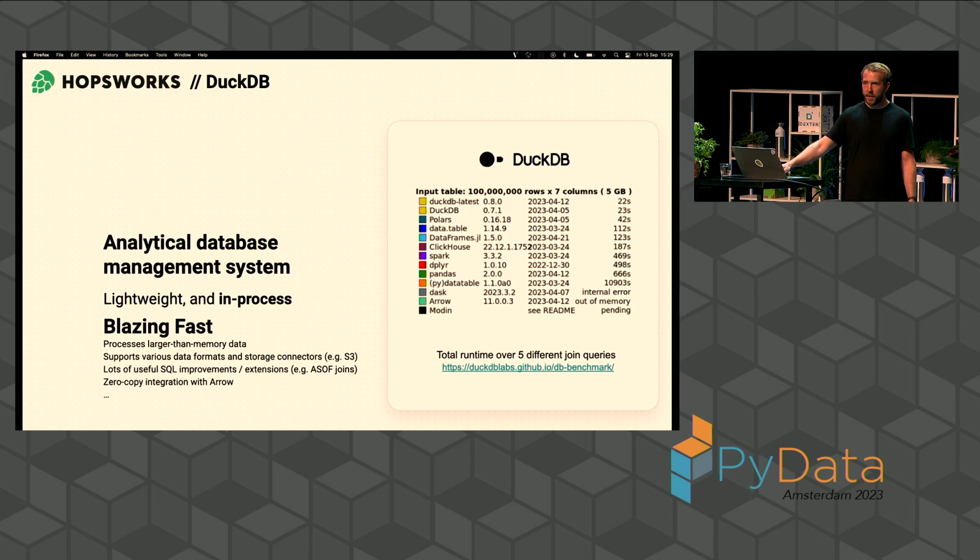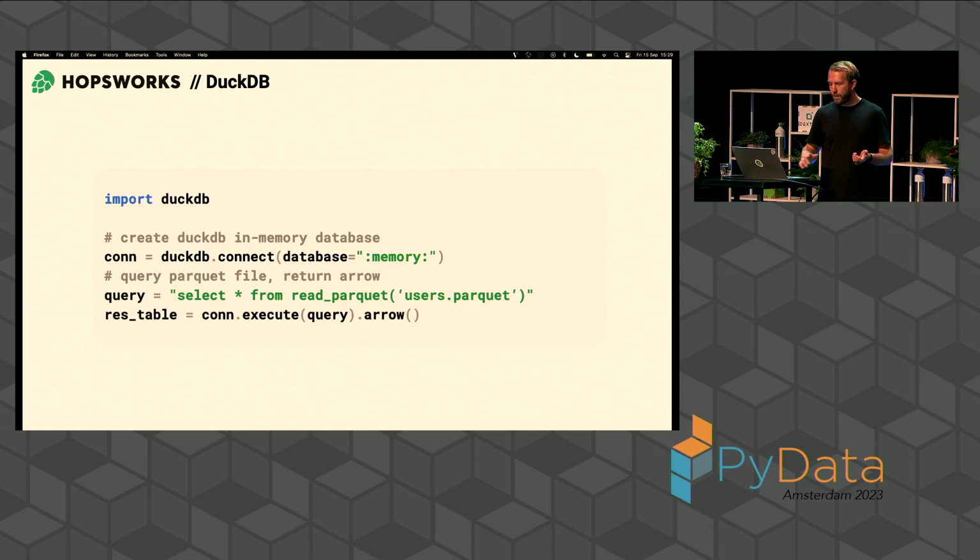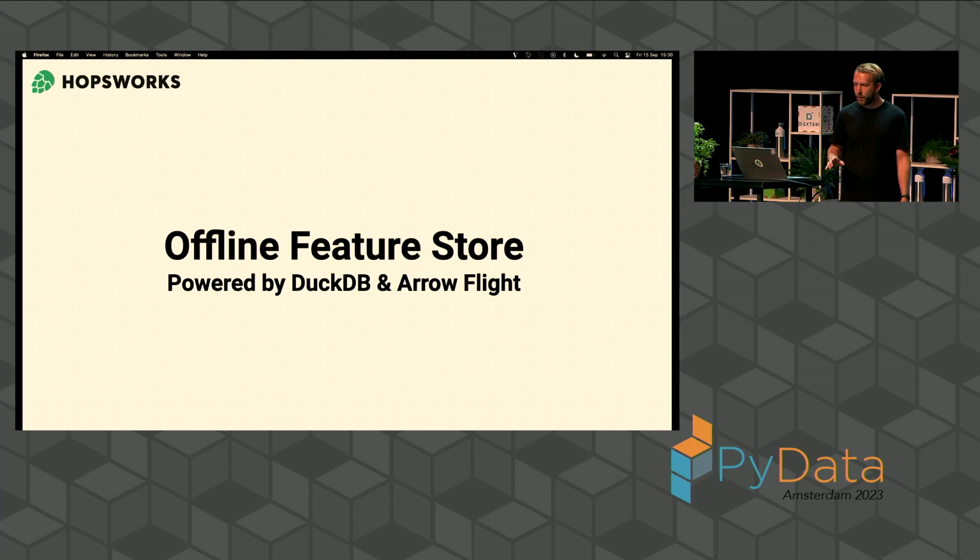Yeah, and of course it also has zero-copy integration with Arrow, and that's not only for reading, but you can also materialize the query results right into an Arrow table. So in this example, you create an in-memory instance of DuckDB, and then you run a query on a Parquet file, and the query result you get back as an Arrow table. So, yeah, I'm going to talk about how this was all useful to implement our DuckDB ArrowFlight powered feature store.